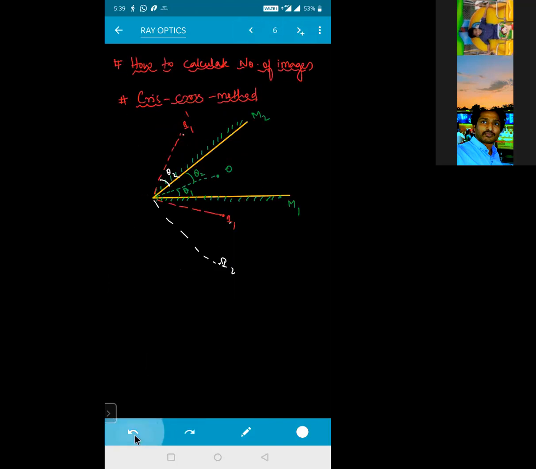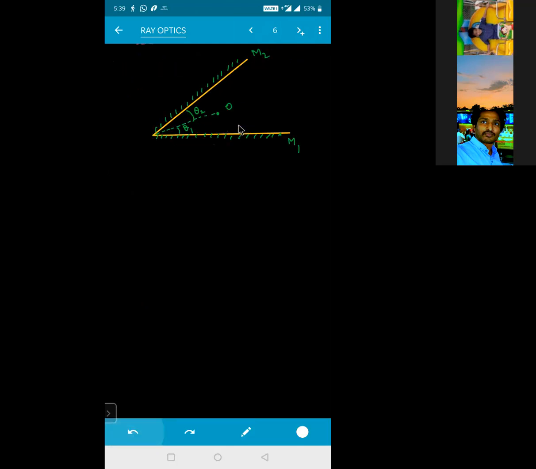Now in order to overcome that very easily, I can make one crisscross method. It will be easy to do the numericals related to that. So what I'm doing is I'm taking this one as mirror M1 here, and here mirror M2. Now with respect to this one, this is theta 1, and this one is, for example, theta. Now this total angle is, for example, theta 1 plus theta 2.